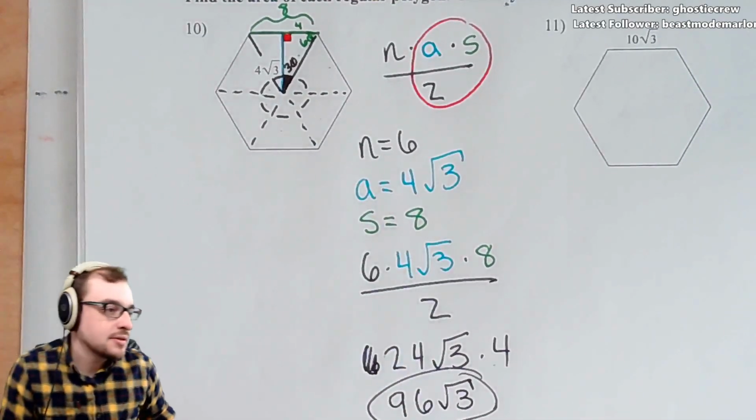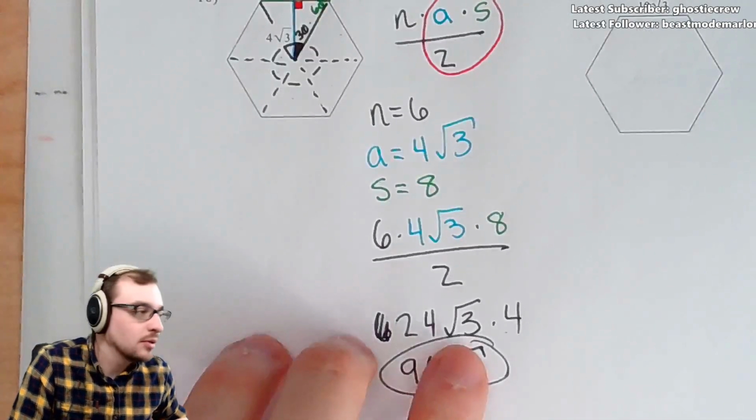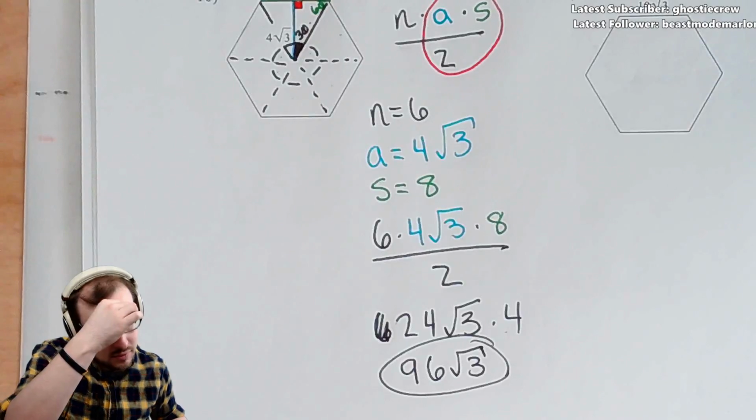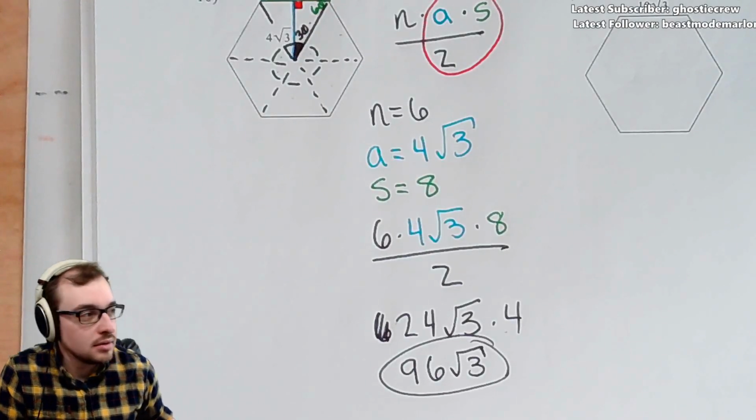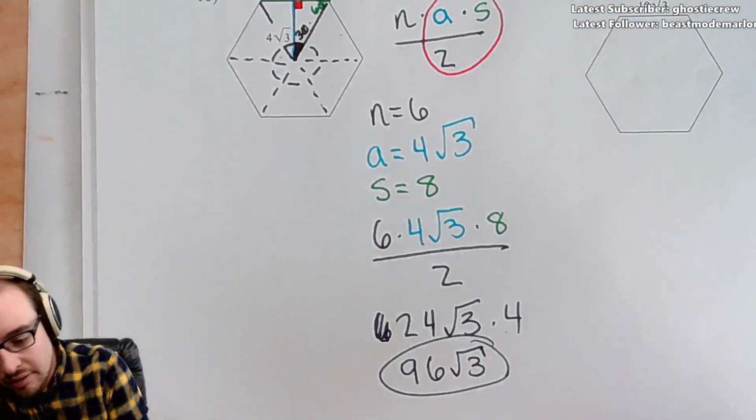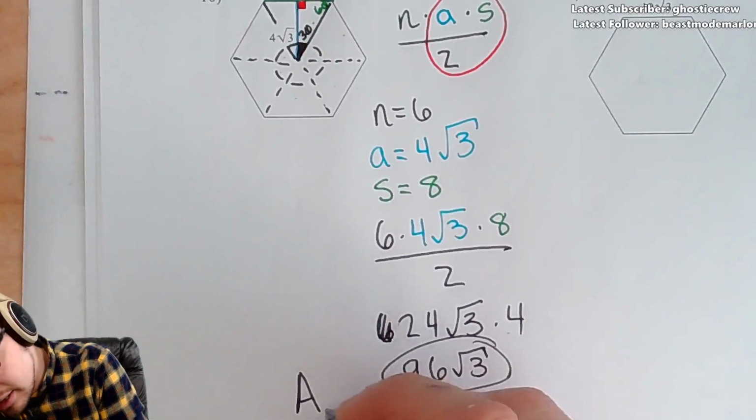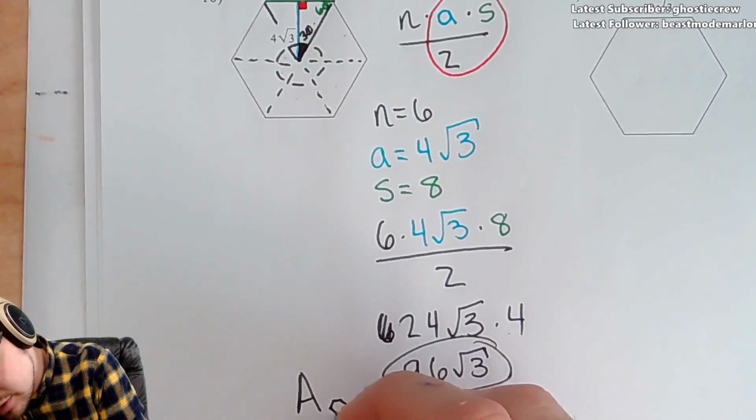That's as simple as it gets. We can't simplify that anymore. Root 3 doesn't break down. So that's the area of our polygon, which I believe was a hexagon.